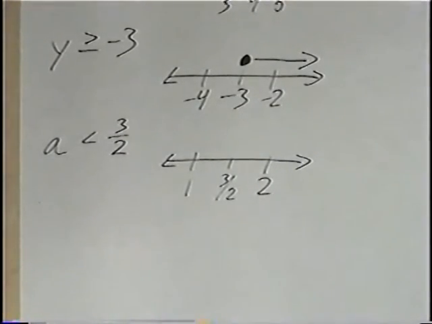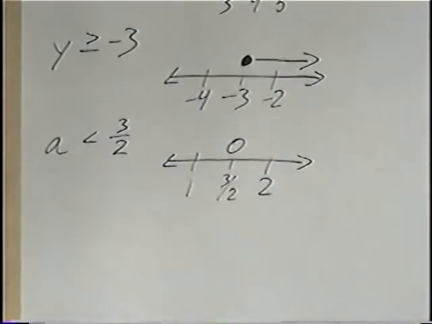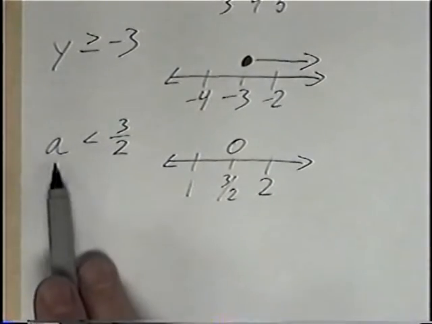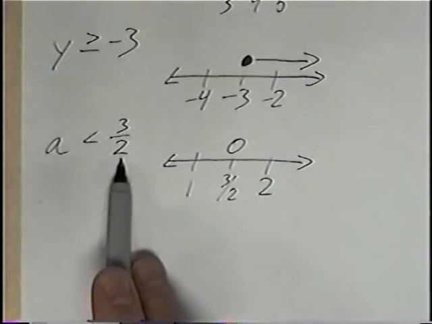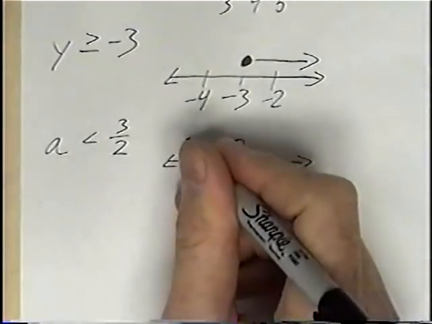And the point will either be open or closed. If there's no line underneath the inequality, it's an open circle. And this problem is a is less than 3/2. Less than means smaller, and smaller numbers are to the left.